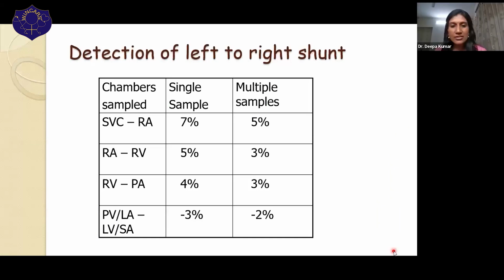So I thought I'll quickly sum up, I just have 10 more minutes, some of the hemodynamics that we do in the cath lab. How do we detect a left to right shunt? Any single sample: a 7% step up from SVC to RA, or a 5% step up from RA to RV, or a 4 to 5% step up from RV to PA qualifies for a left to right shunt, and a step down from PV to LA or LV to systemic artery counts as a step down of 3%.